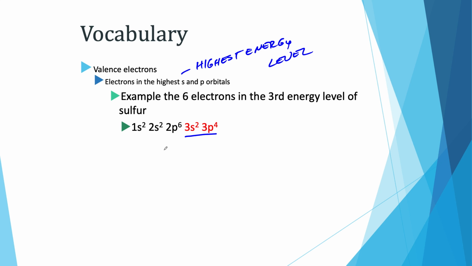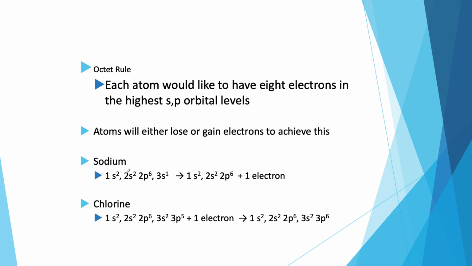And Lewis, over 100 years ago, came out with a theory about bonding. He was mostly right, but he said there's an octet rule. He said each atom would like to have 8 electrons in the highest s and p orbital levels. So they want to have 8. They either lose or gain electrons to achieve this.